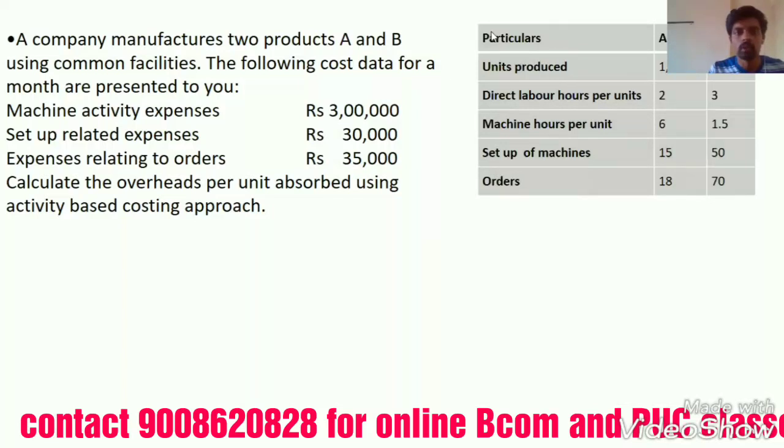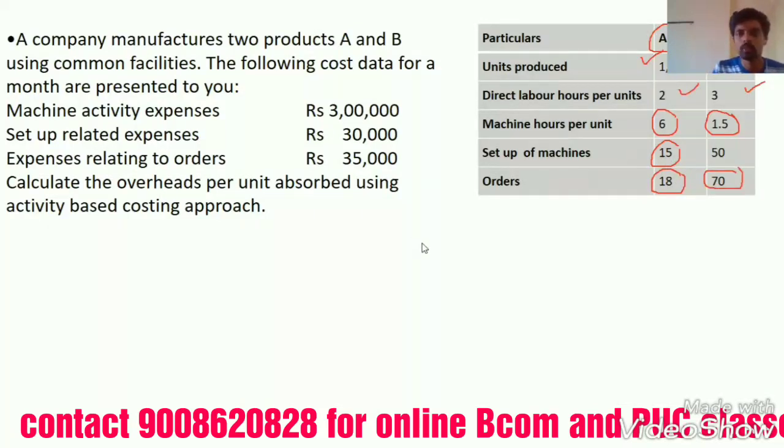See, units produced. Units produced are 1000 units and then 2000 units. Direct labor hours are 2 hours and then 3 hours. Machine hours per unit. To make 1 unit of A, we need to spend 6 machine hours. To make 1 unit of B, we need to spend 1.5 hours. Then, to make A, we need 15 setups. To make B, we need 50 setups. Then orders. To produce A, we need to make 18 orders. To produce B, we need to make 70 orders.